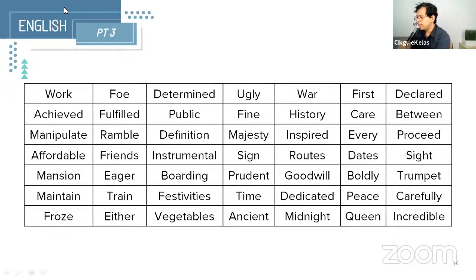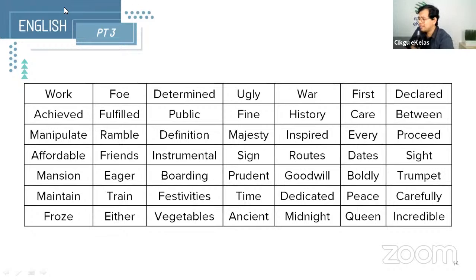Aisha goes with, first, they work tirelessly. 2, she is my foe. Wow. 3, he makes ugly faces when he is determined. 4, there is a war in the east. 5, this is my first time here. 6, they declared independence at this square. 7, we achieved something last night. 8, I feel fulfilled. 9, let's go to the public park. 10, he is fine. Aisha coming in even harder than usual with more than 10 sentences.